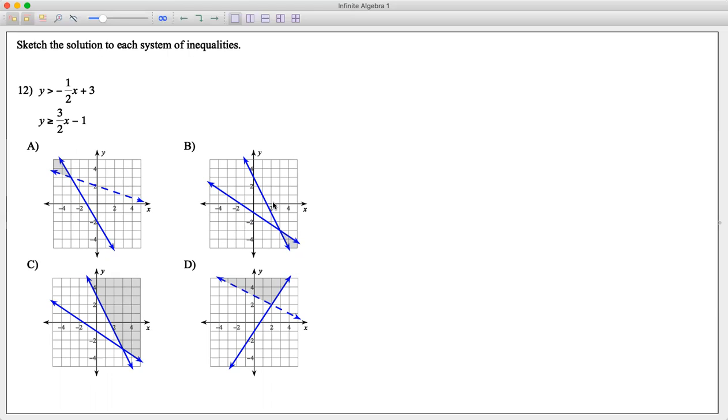This one does go through negative 1. It says it's solid. Is that solid? Yeah. But it says the other one is dashed. So it can't be that one. It can't be B either. This one goes through negative 1. But this one is solid. So I'm done. Do you see how I did that?